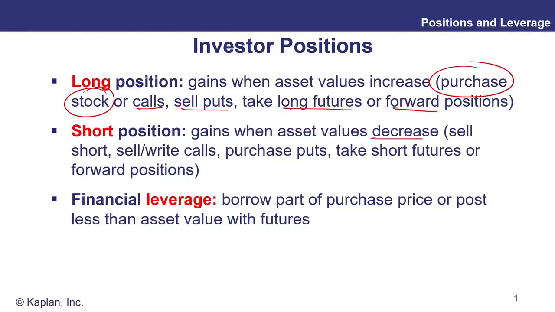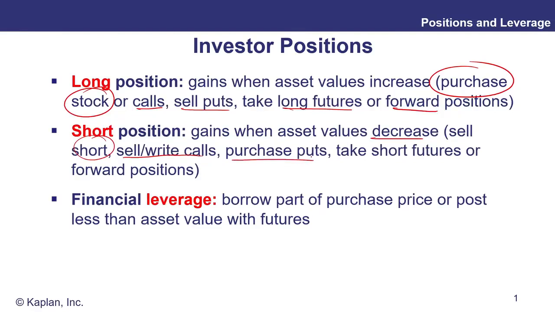Now, a short position gains when an asset value decreases. If you sell the asset short, and more on that in a bit, you can borrow the asset and sell it in the market, buying it back later for a lower price, and then you cover your short position. If you sell a call option, this is the opposite really of the calls and puts in the long bullet points above. If you sell a call option and the asset value decreases, the call option will not be exercised against you and you keep the premium.